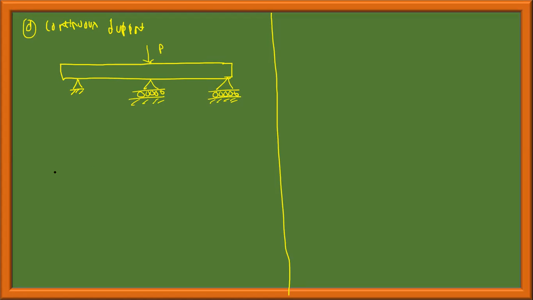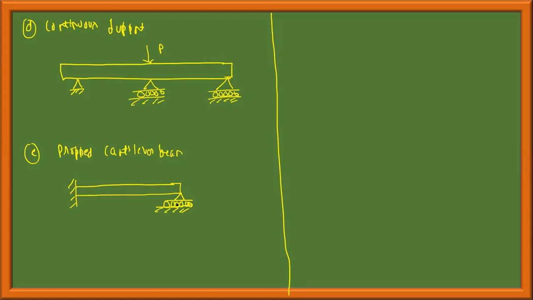Okay. The next type of beam is the propped cantilever beam. If one end of the beam is fixed, this is a cantilever beam. At the free end, there will be a roller support like this, simply supported at the free end. This is called a propped cantilever beam. Okay. Next, we'll discuss the types of loads.